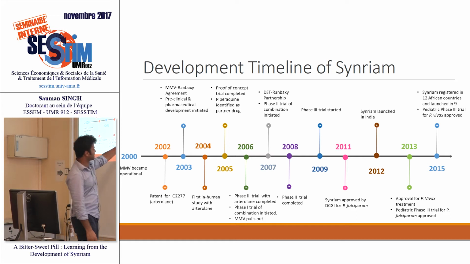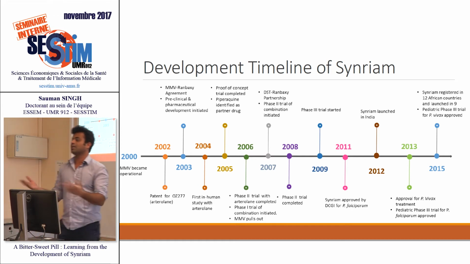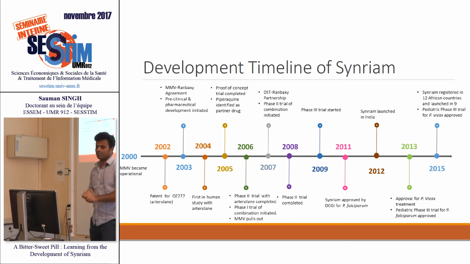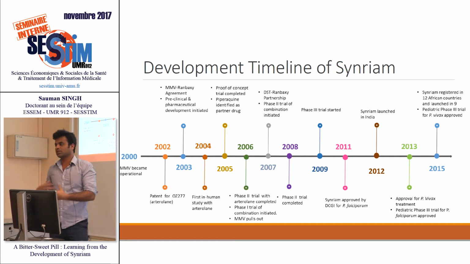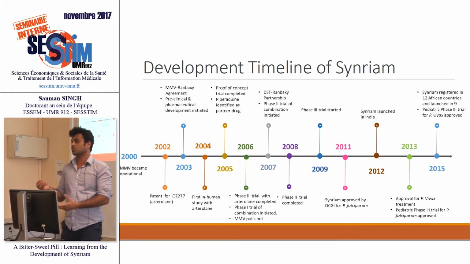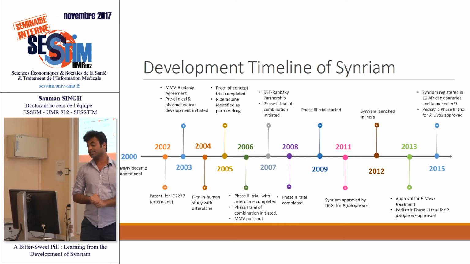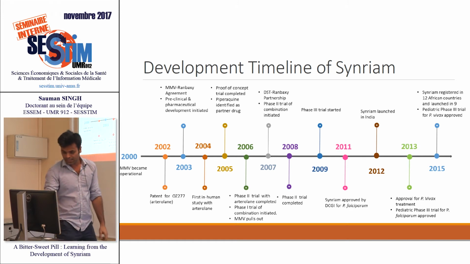In 2006, the problem started with Synriam. The problem started because MMV was not happy with the results of the clinical trial. The blood concentration of the medicine was not high, so more medicine was supposed to be given to patients, and MMV was not happy with this. MMV said that they were not giving more money for this project anymore. But Ranbaxy said that they wanted to continue the project. So MMV pulled out, and Ranbaxy signed a partnership with the Government of India.